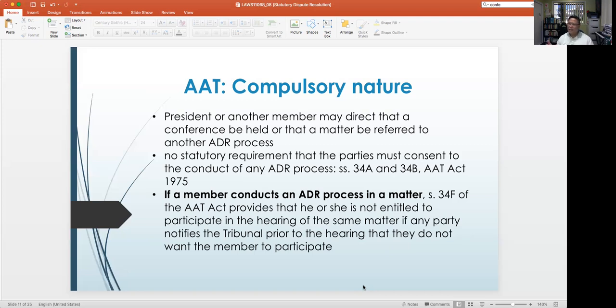But in a practical sense, it's difficult for the parties to actually say that the particular member who conducted the ADR shouldn't be hearing this anymore. It's difficult because you might think that the tribunal member showed some sympathy for you, but you don't really know. There might be some sympathy, but in terms of the evidence and the law, the tribunal member may look at things differently. So that's a practical problem there.